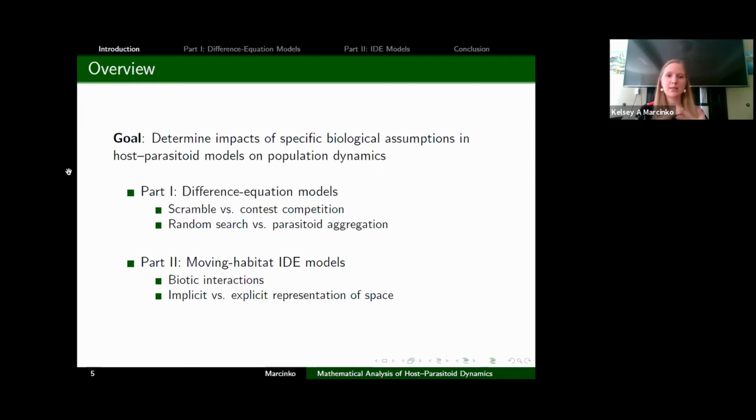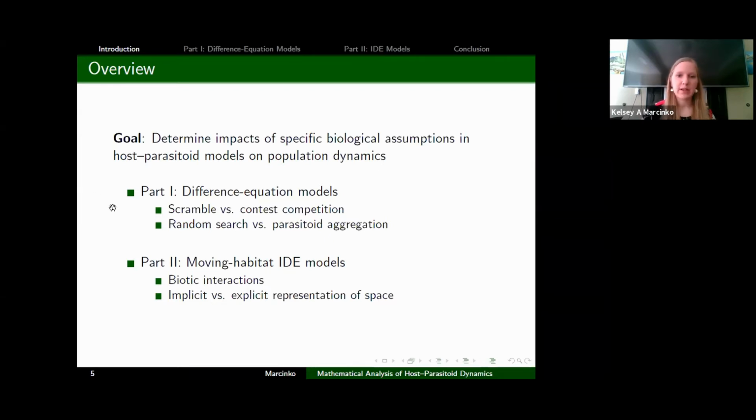My goal in this project, as Mark alluded to, originally started with an interest in looking at the impacts of climate change on this biotic interaction of host and parasitoid. But because of some historical models that didn't necessarily have biological accuracy or specificity, I ended up spending some time starting off with difference equation models and analyzing the impacts of some specific biological assumptions on the population dynamics in these different possible models that you can write down without including space.